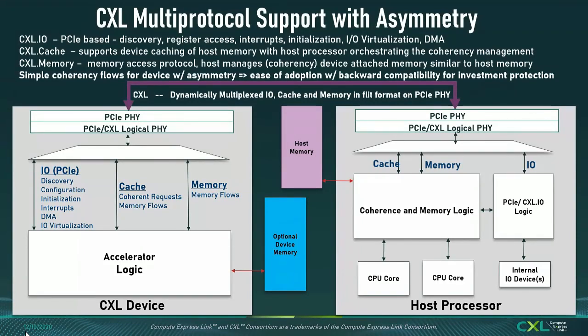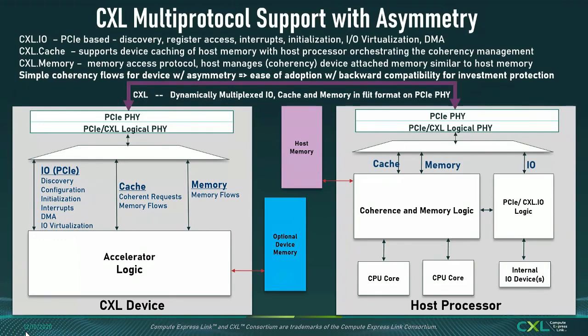The CXL.cache protocol is optional for the device. It allows a device to cache the system memory, as shown in the purple color here. We're representing the host memory with the purple color. So if you are a device like a type 1 or type 2 device, you would have a caching infrastructure where you want to effectively bring the contents of the host memory into your local cache, be able to access it quickly, especially if you have locality of reference, and then proceed.